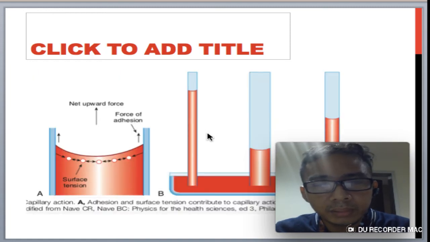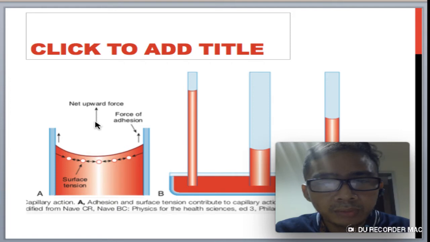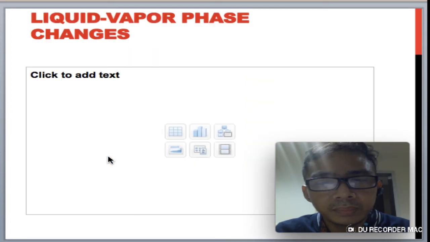Parang nagkaroon siya ng concave shape. Ito yon. This is the net upward force, the meniscus. This is the lower meniscus in this figure. So the force of your adhesion can be appreciated in this illustration of the concave figure of the liquid. So concave or convex is the same.